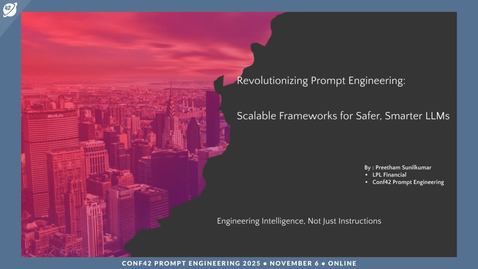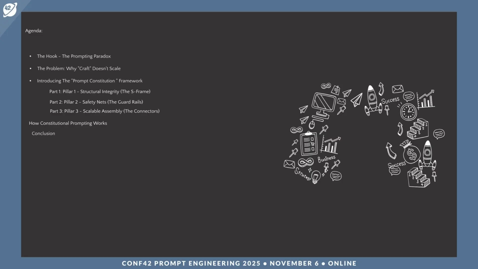Where we will be emphasizing engineering intelligence, not just instructions. All right. With that said, let's quickly have a deep dive into what our agenda looks like. First, we will be talking about the hook, the prompting paradox, and the problem with the craft, why the craft doesn't scale. And we'll be introducing a new framework, which I call a prompt constitution. And today, we're going to go in detail about three basic pillars, which are very key and essential.